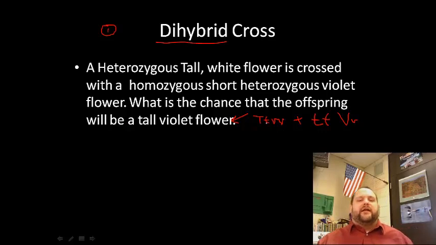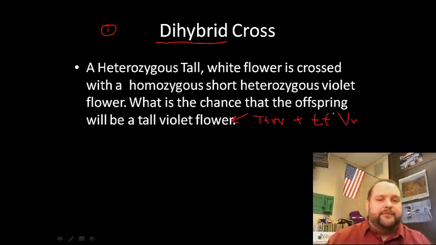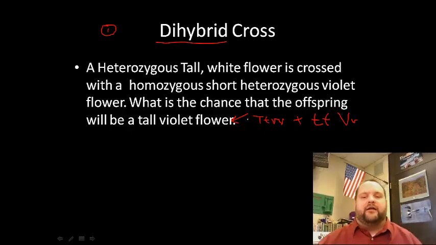Now, those are my parents. So this parent is heterozygous for the tall, homozygous for white. This one is homozygous short, heterozygous violet. So now I've figured out the parents. Now we need to solve this problem. What is the chance that the offspring will be a tall violet flower?